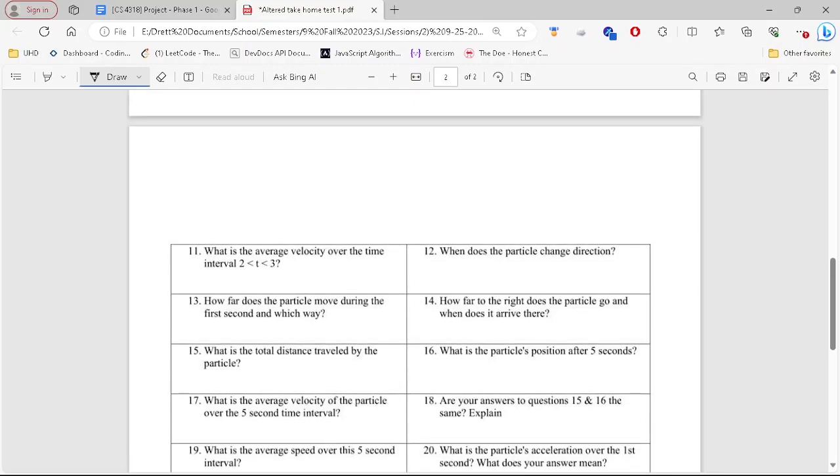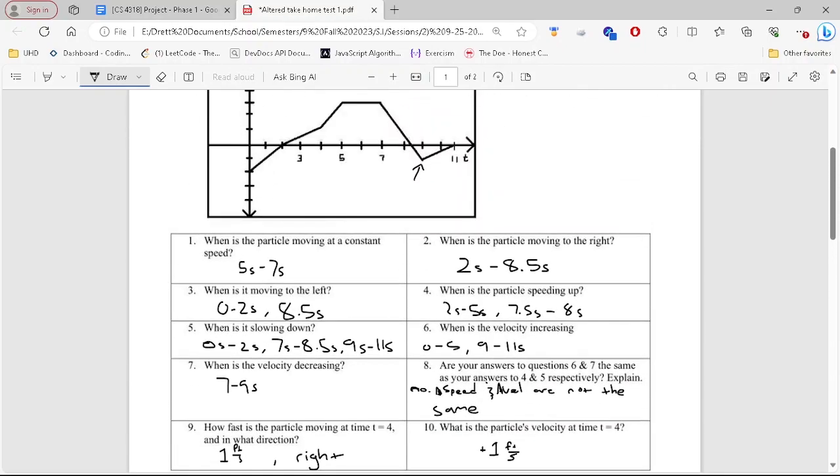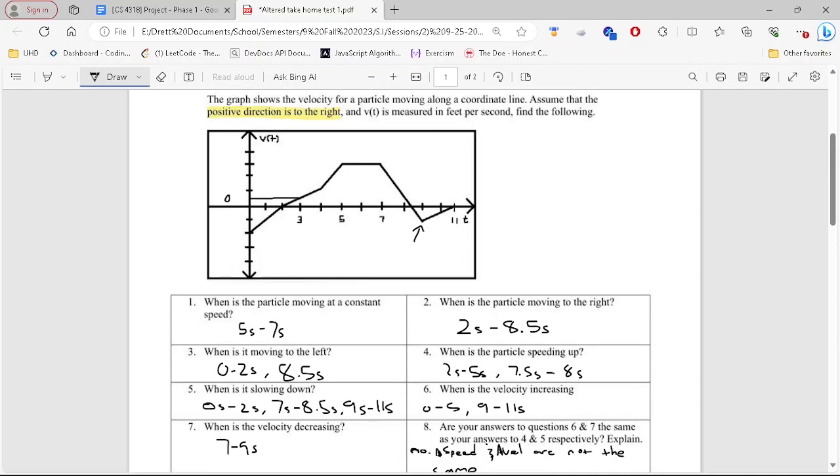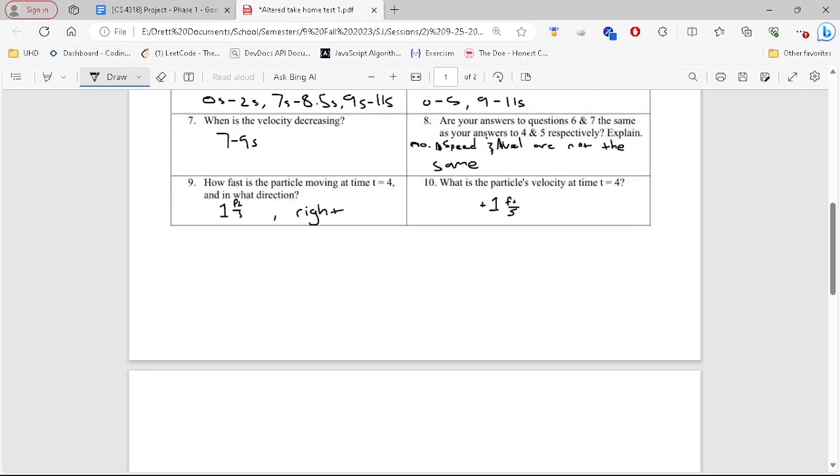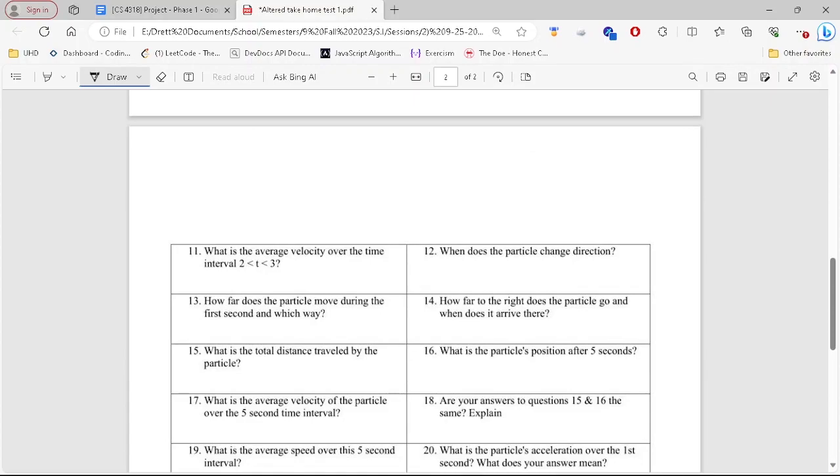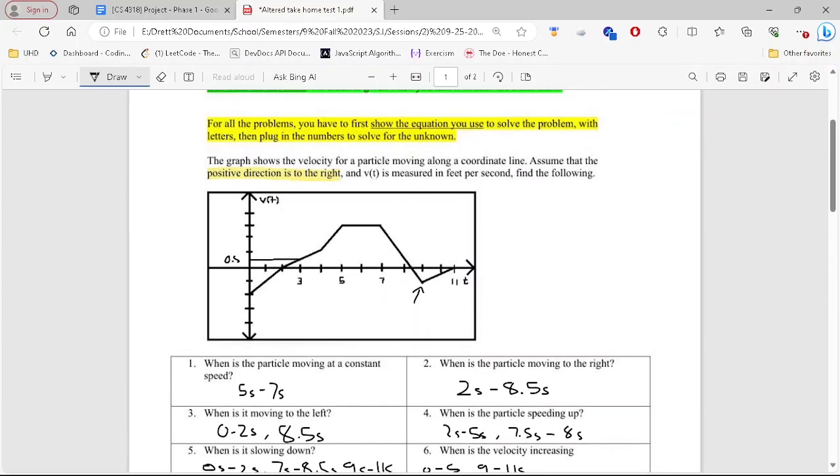What is the average velocity over the time 2 to 3 seconds? From 2 to 3 seconds, let's see. This right here is about 0.5 feet per second. So for the average velocity, what's the formula? I want you to try to write that down. Pause the video, see if you can remember, and write it down.